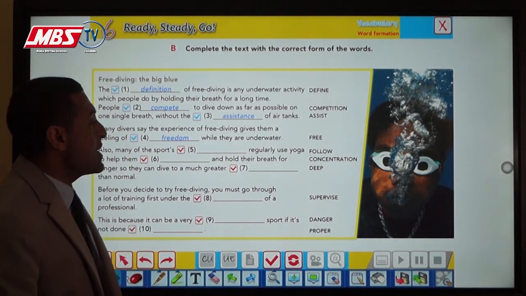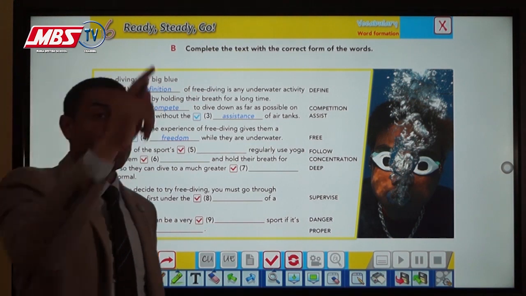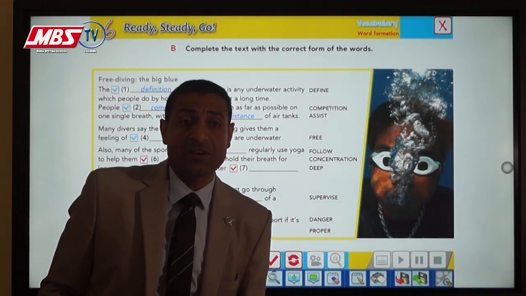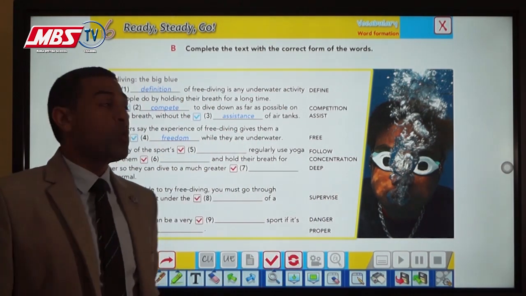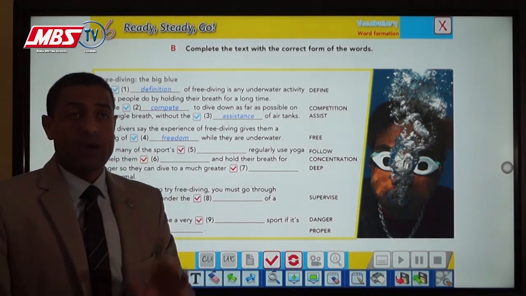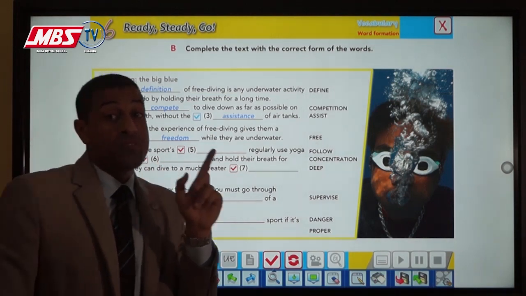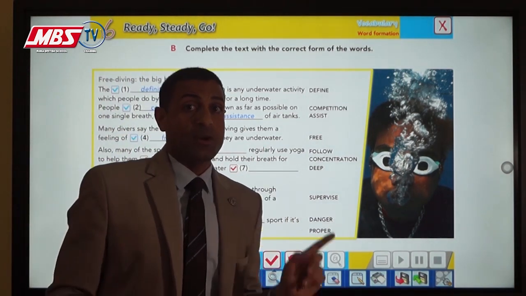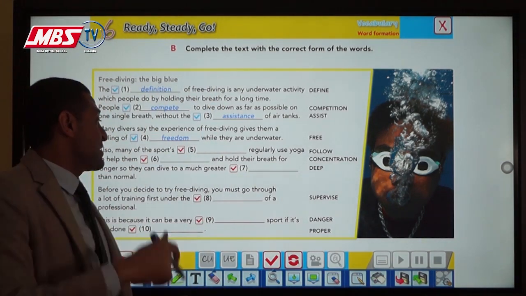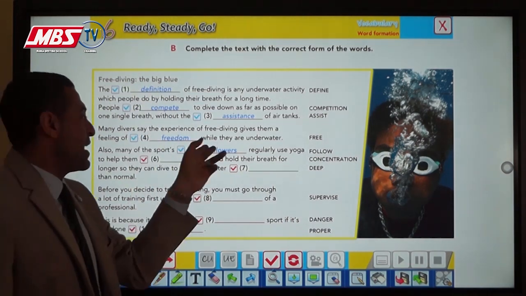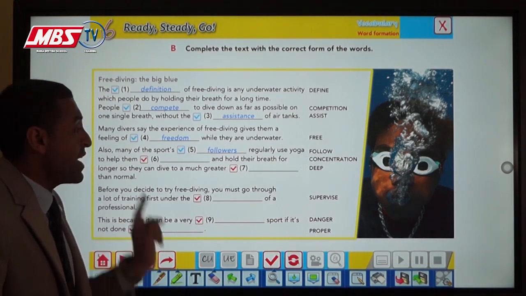Also, many of the sports followers regularly use yoga to help them. Yes, sir, I know this answer. Follower. Yes, you are correct, but think well, because here we are missing a noun. But can I say many of the sports follower? Can I use the singular form for this noun? I have the word many. Oh, yes, it's a plural. Many of the sports followers regularly use yoga to help them.